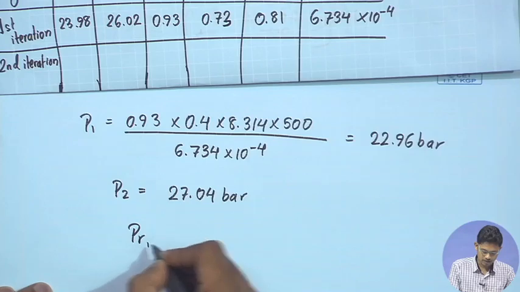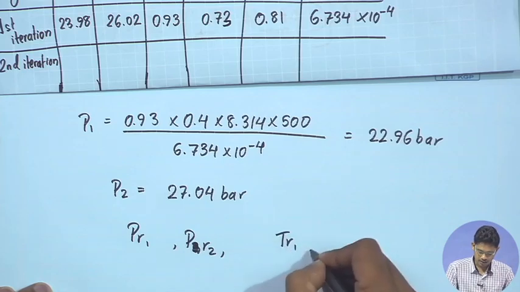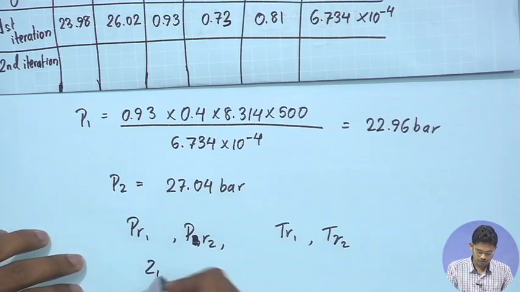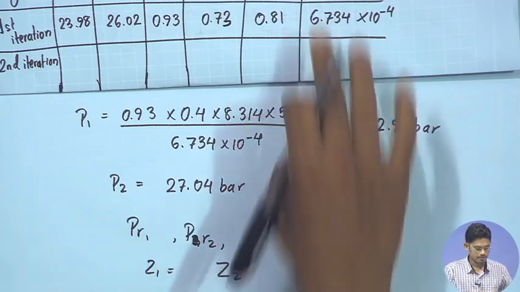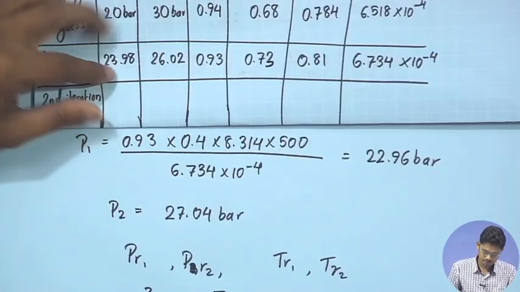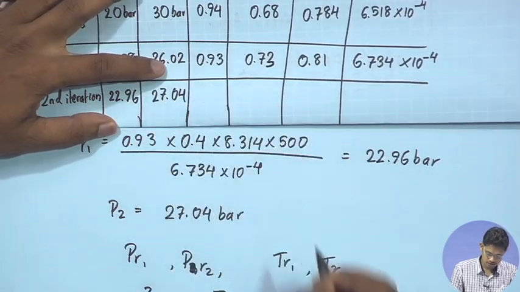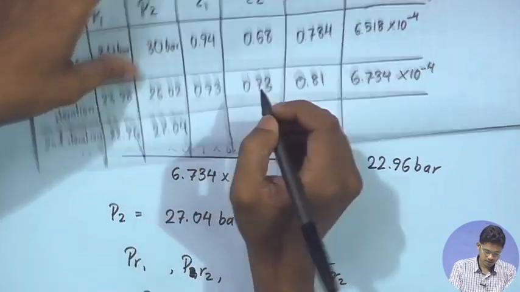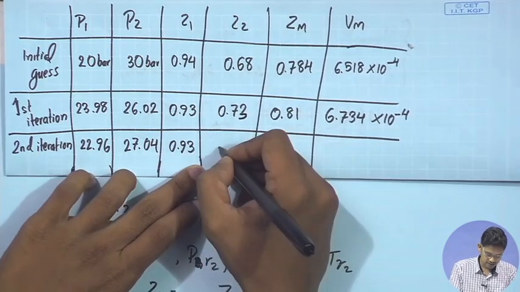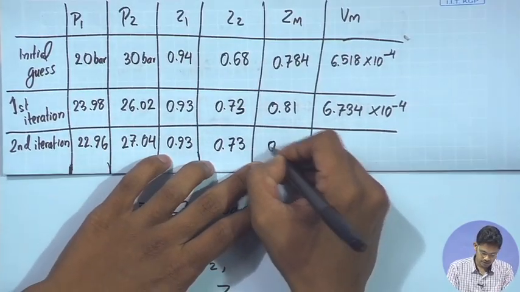So we know the new value of P1, we know the new value of P2. We calculate PR1, PR2 again. The values of TR1 and TR2 are the same that we calculated earlier. So from the chart we can find out the new values for Z1 and Z2. We do that again. I am writing the values of P1 and P2 here. We did the calculations and we got the value of Z1 as 0.93 and Z2 as 0.73. We found out the value of Zm as 0.81.